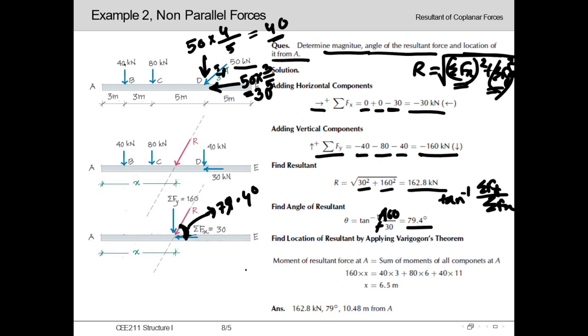So the value of the resultant is 162.8 kilonewton, and it is acting at an angle of 79.4 degree.